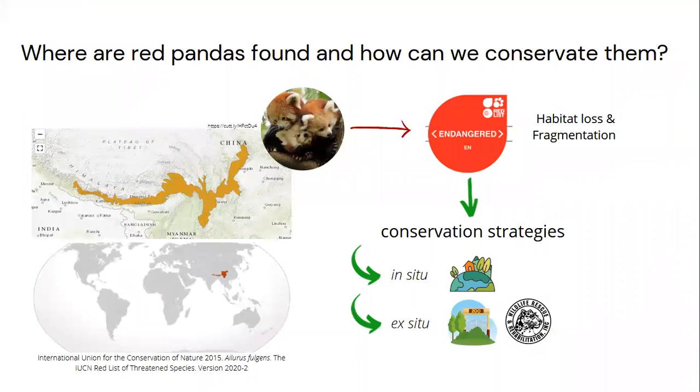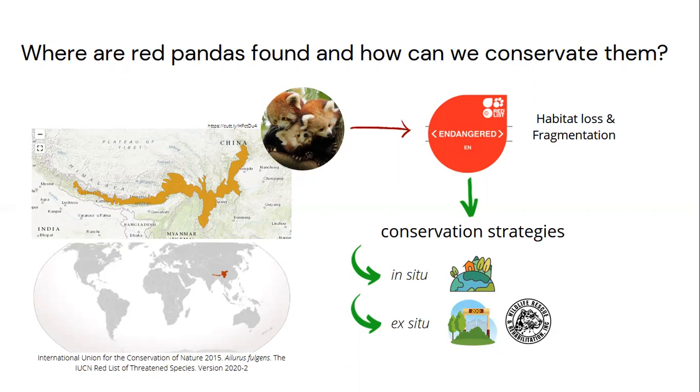So to start off, we need to know where red pandas are found in order to conserve them. Red pandas are found in 5 different countries: India, Bhutan, Myanmar, Nepal, and China. The IUCN has considered this species as endangered due to habitat loss and fragmentation.